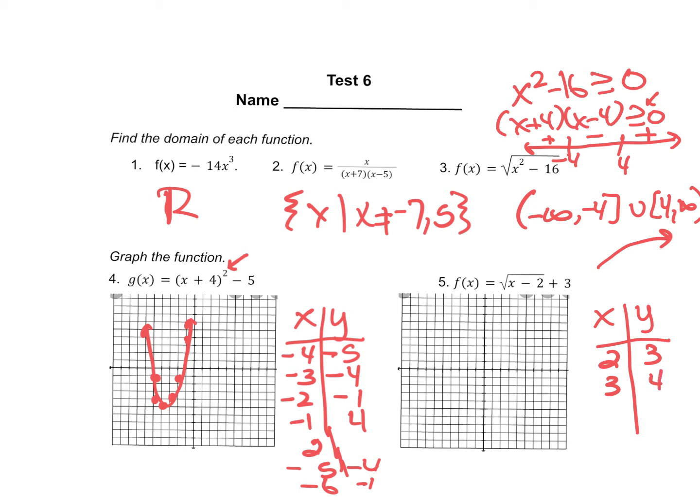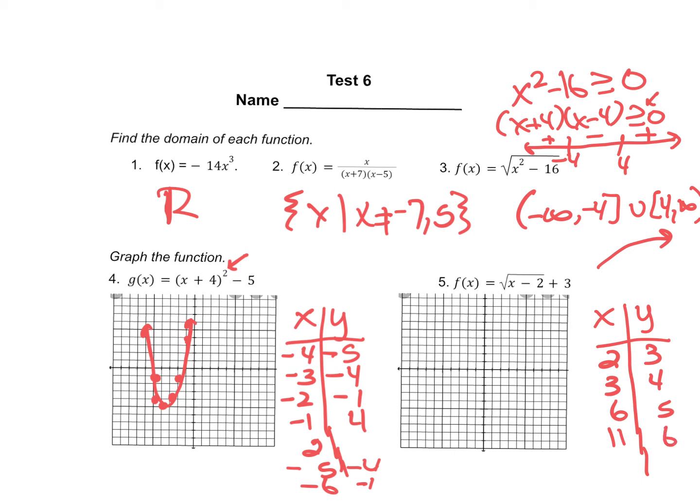Be smart again. I'm going to plug in 6, because 6 minus 2 is 4. The square root of 4 is 2. 2 plus 3 is 5. Let's do one more here. I was going to say we could plug in 11. That's pretty big. 11 minus 2 is 9. Square root of 9 is 3, plus 3 is 6.